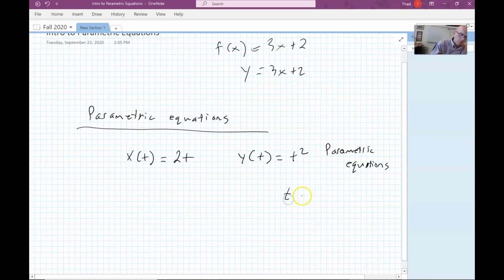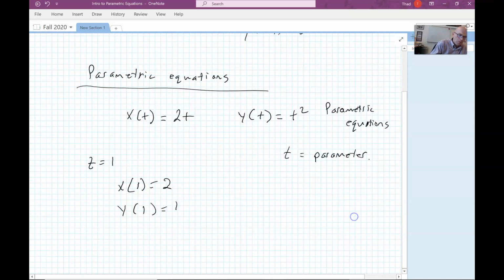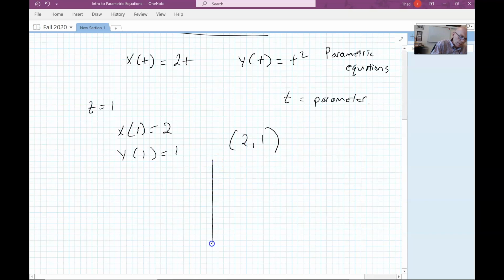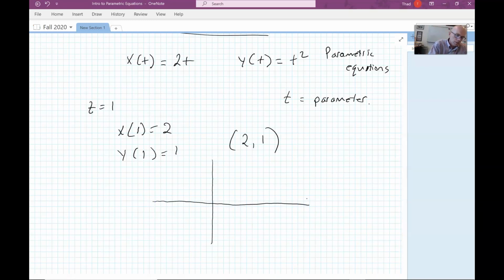And t would be called the parameter, the third variable that the other two depend on. So basically, we have an equation for finding the x and y coordinates. For example, if I let t equal 1, then that produces x of 1, which would be 2, and y of 1, which would be 1. So that would produce the ordered pair 2, 1, and you could go and graph that point. That's what's unique about parametric equations: there are three variables. Two of them show up on the graph, but the third one never shows up on the graph. Well, it kind of does, but we'll get to that in a minute.